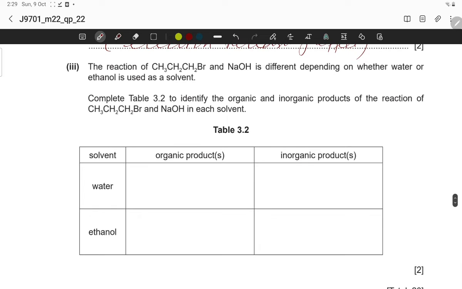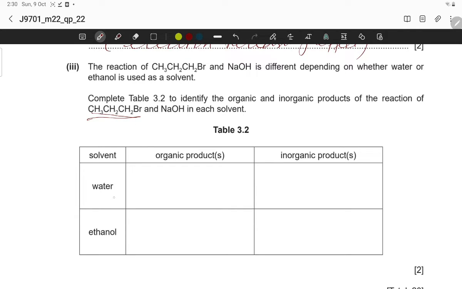The reaction of CH3CH2CH2Br and sodium hydroxide is different depending on whether water or ethanol is used as a solvent. Complete table 3.2 to identify the organic and inorganic products of the reaction of CH3CH2CH2 bromide and sodium hydroxide in each solvent. Inorganic product, organic product, sodium hydroxide.